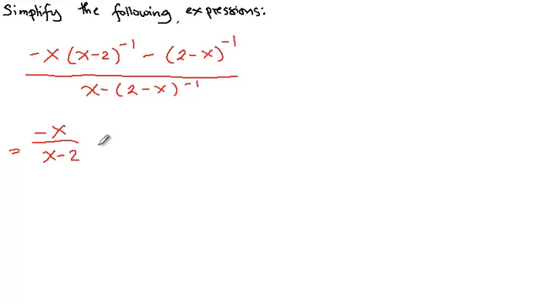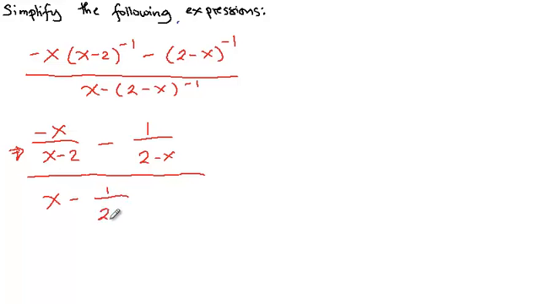x over x minus 2, right? The other one is just 1 over 2 minus x, okay? And the denominator will simply become x minus 1 over 2 minus x, okay? So to simplify, let's subtract these two expressions. But we cannot subtract them directly because they need an LCD first. But note, x minus 2 and 2 minus x are very similar in form.